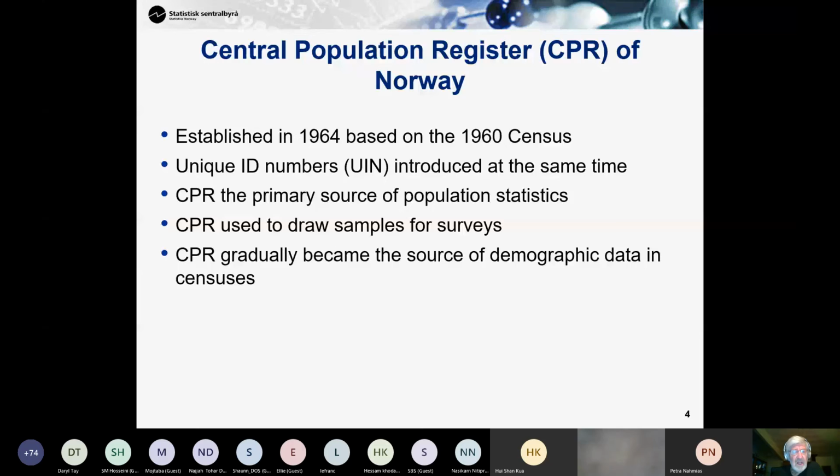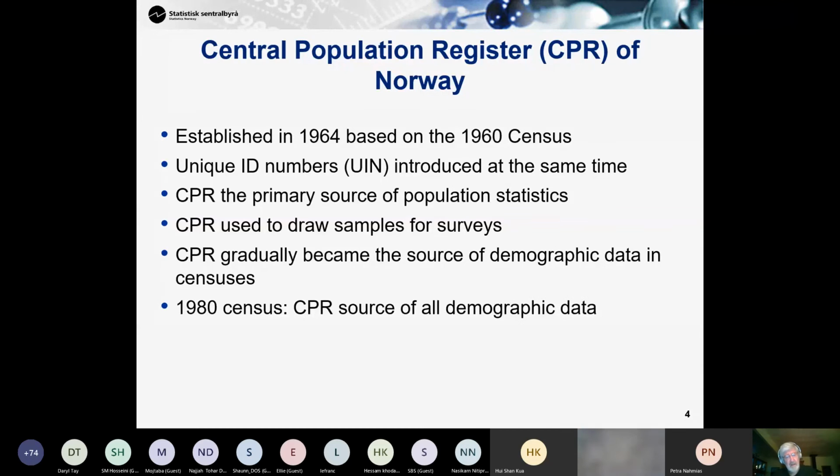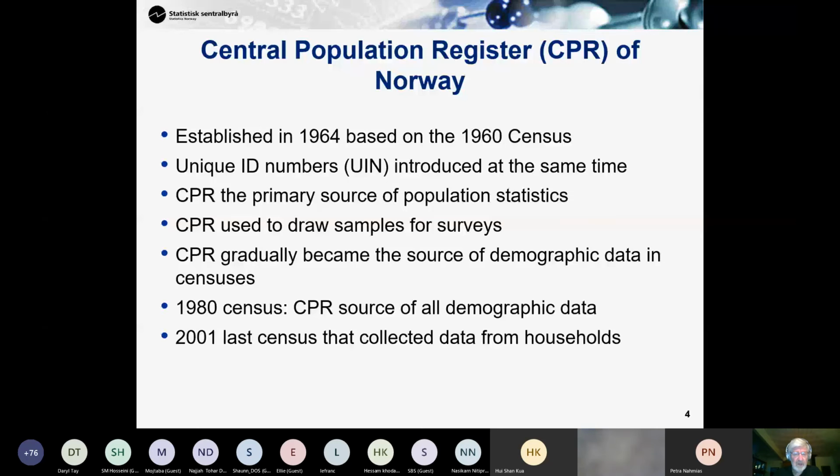This register gradually became also the source of demographic data in censuses. So in the 1980 census, the Central Population Register was the source of all demographic data. But then there were some non-demographic data, such as employment, that were not covered in registers at that time. In 2001, we had the last census that collected data from households, and the 2011 census was based on registers only. That means administrative data.